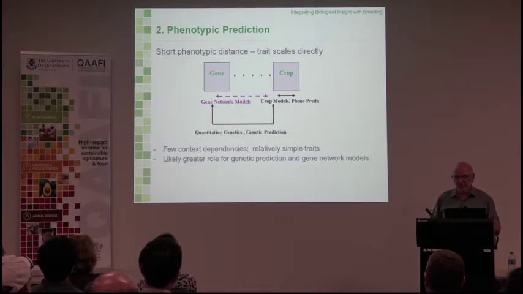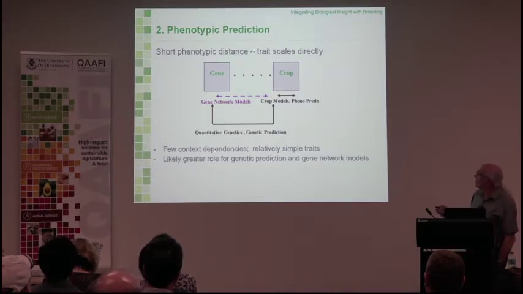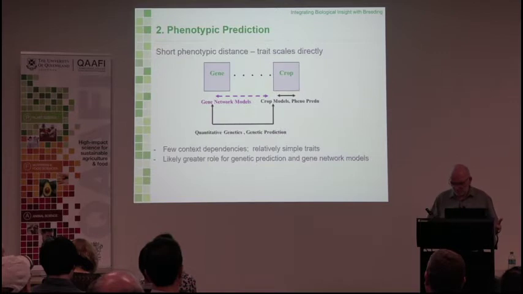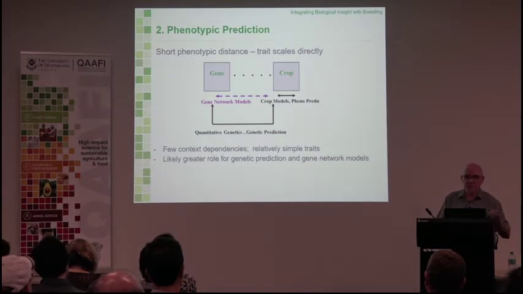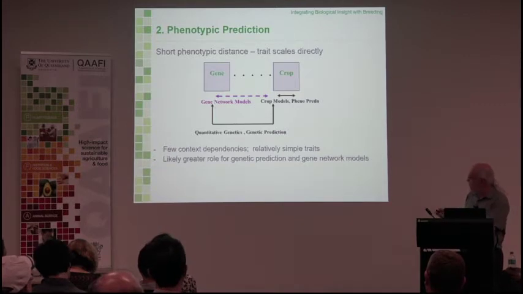But if we break this down a bit and start thinking about the traits that we're particularly interested in, then this phenotypic distance isn't always this major problem, because you can have what I call a short phenotypic distance where traits scale directly from gene to crop level. And if you think of what I call relatively simple traits, they're still not necessarily that simple. But if you've got something where there's an expression of a protein that gives you a disease or a pest resistance, for example, so you've got a very clear path from expression to phenotype at the plant level, that's a fairly short phenotypic distance, and you really don't necessarily need all this crop modelling stuff.